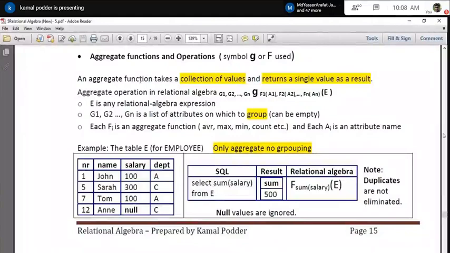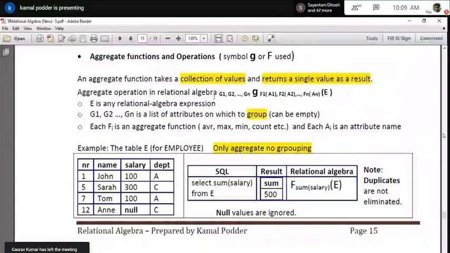If you want to write that type of thing in relational algebra, you write G, the symbol I have told you about. When you write G, F1 A1, F2 A2 up to Fn An, applied to E, what does it mean? From the relation E, we take the attributes A1, A2 up to An and perform these aggregate functions on them, and then return the result. In addition to that, if you want to impose a grouping clause, that means you want group-wise totals, then you have to mention the group on the left-hand side.